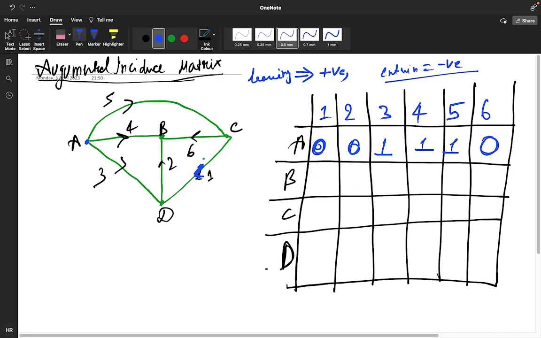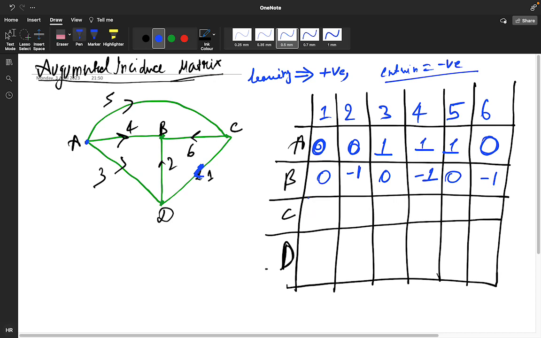What is for B? See it for B. 1 is coming? No. 2 is entering. Entering means negative, minus 1. 3 is coming? No. 4 is entering, so entering means you have to give minus 1. And branch 5th is not coming, 0. 6th is entering, so minus 1.